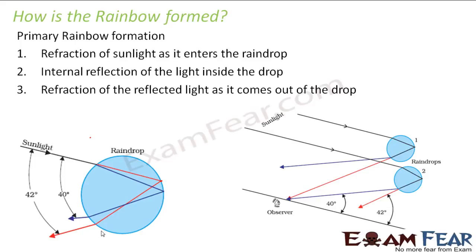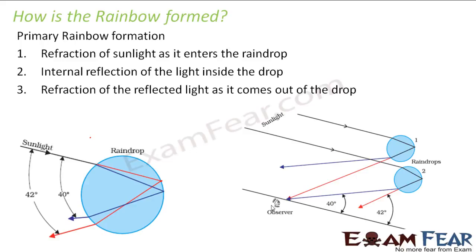Inside there was internal reflection. When it strikes the boundary of the raindrop, it bounces back. That is internal reflection. And then again when it comes out from the raindrop to the atmosphere, refraction takes place again. So as a result of this, what happens?